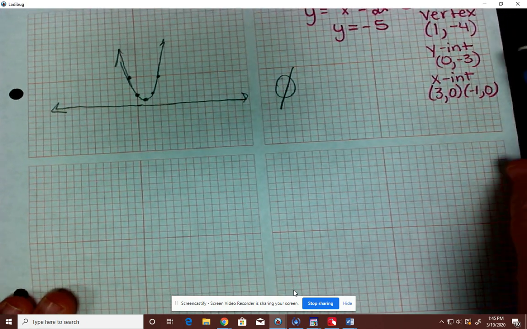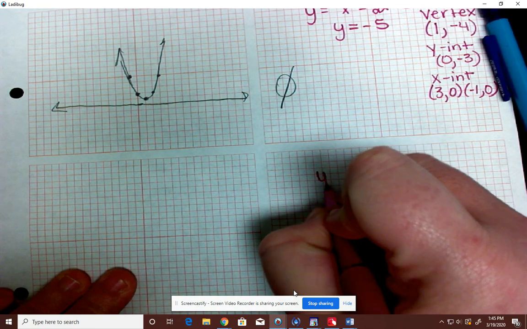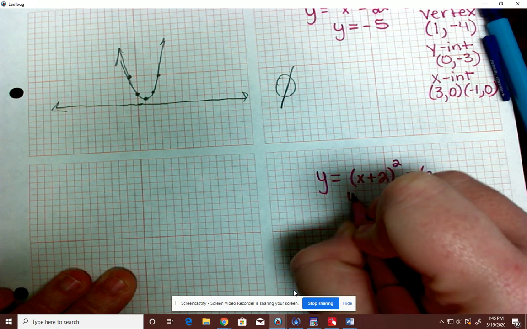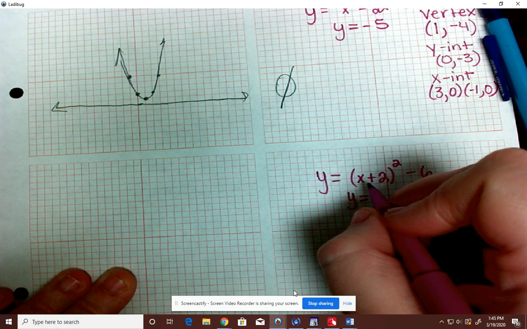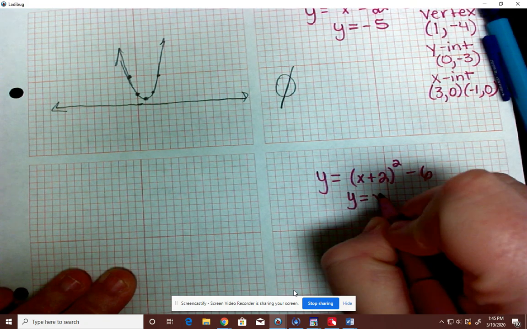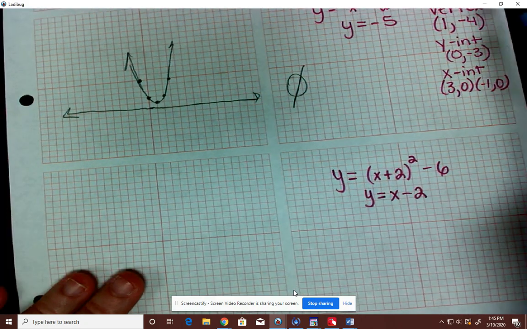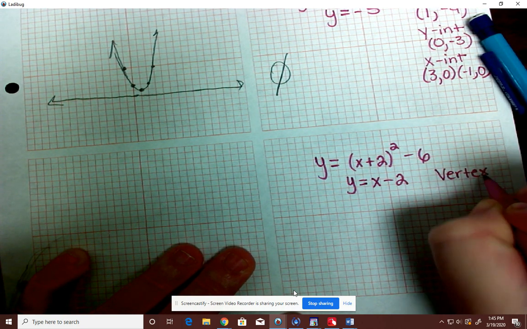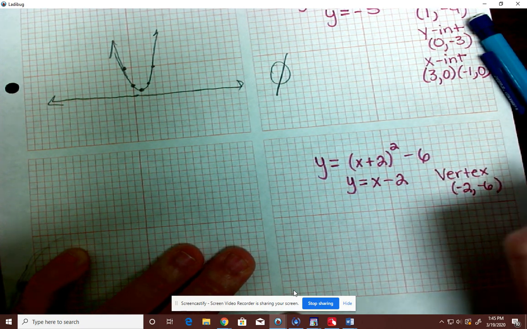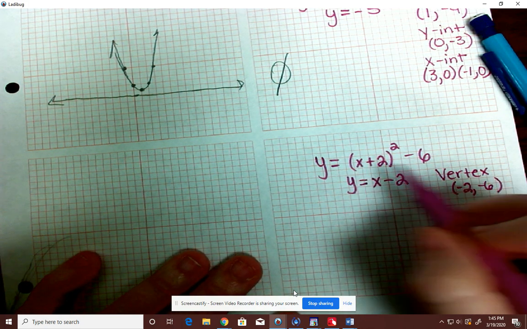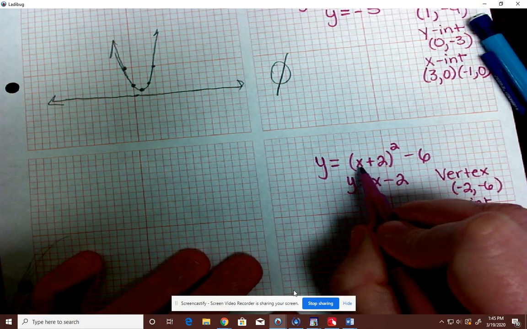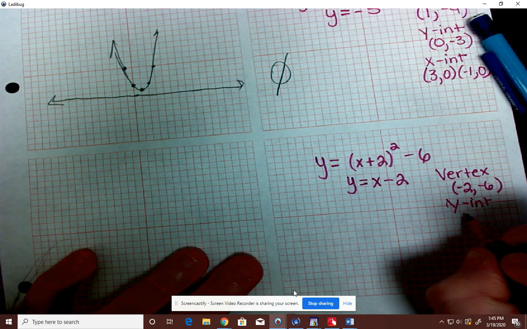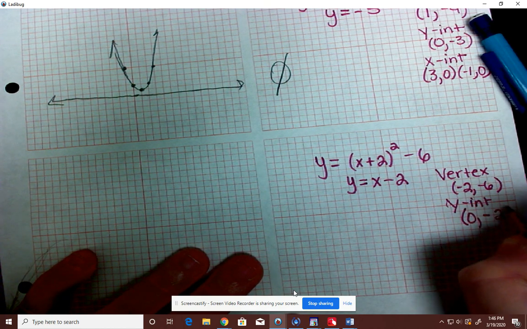Okay, and then last example, I'm going to give you one in vertex form. So here my vertex, I can see that would be negative 2, negative 6. My y-intercept, when I plug in 0: 0 plus 2 is 2. 2 squared is 4. Minus 6 is negative 2.